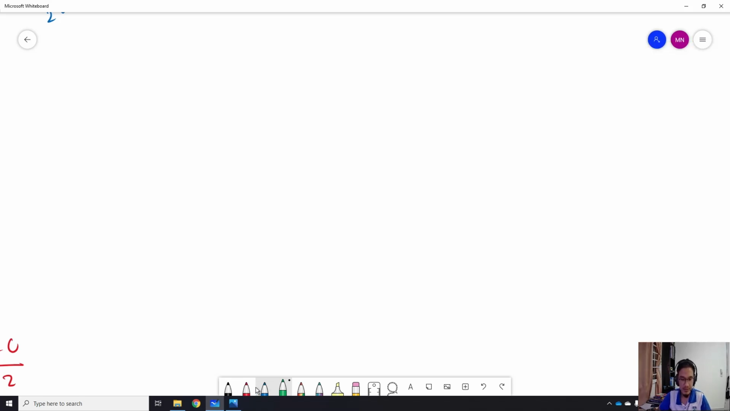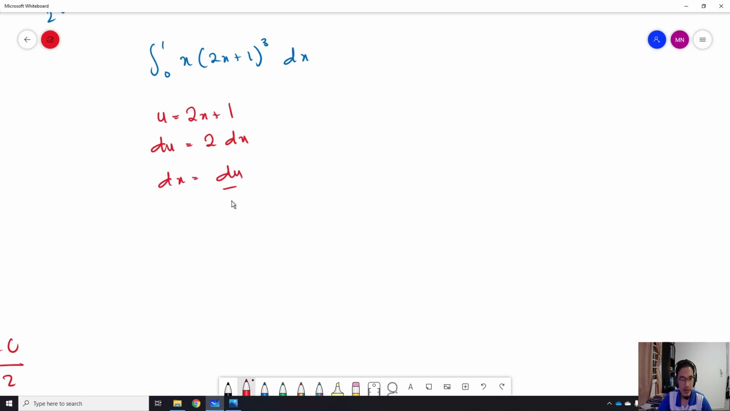Okay, now let's look at definite integrals using the substitution method. For example, we want to integrate from 0 to 1 of x(2x+1)^3 dx. For the substitution method, we let u equal to 2x plus 1, so du is equal to 2 dx. So dx is equal to du over 2.